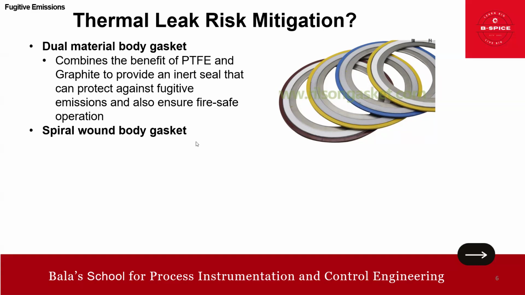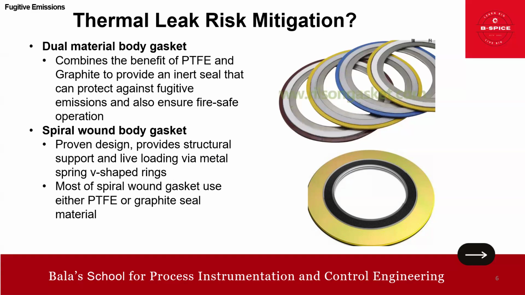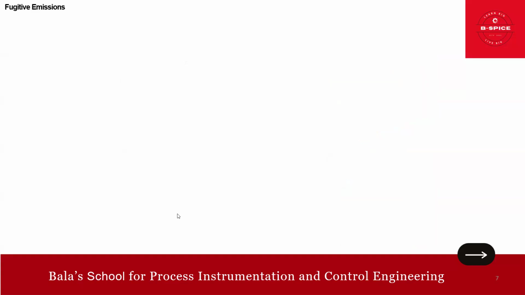Then the next one is the spiral wound, the fourth one. If you look at this one, you see the spiral, right? Basically it provides a proven design, and it provides structural support and live loading via a metal spring V-shaped ring. The live loading mechanism we explained in a separate video. If you're interested, you can go to the playlist, control valve design specification, where we have covered that extensively. Most spiral wound gaskets use either PTFE, Teflon or graphite seal material. So this is the fourth item, body gasket, spiral wound.